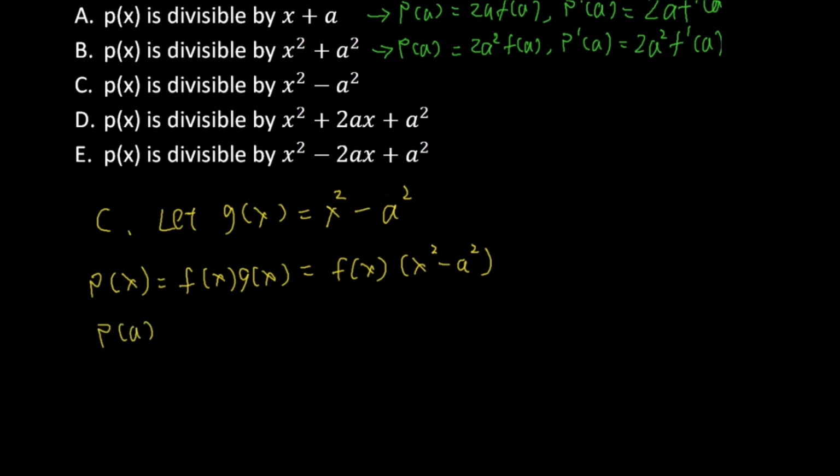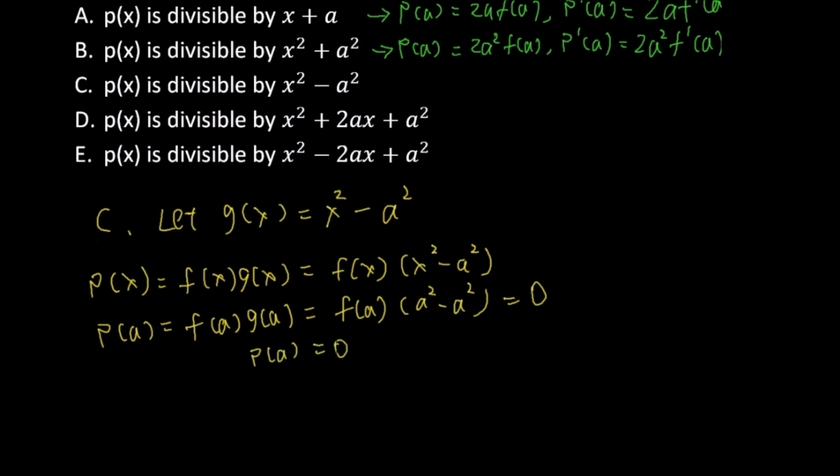What is p(a) then? p(a) is f(a) times g(a), which equals f(a) times, now x is a, a squared minus a squared. So what's that? A squared minus a squared is 0. 0 times f(a) is 0. So we have p(a) equal to 0 for try C.